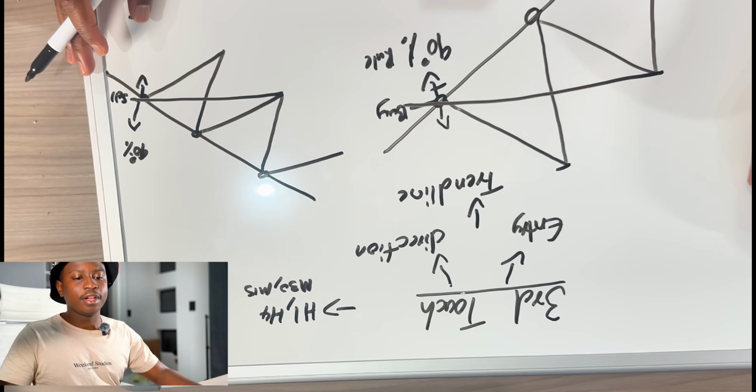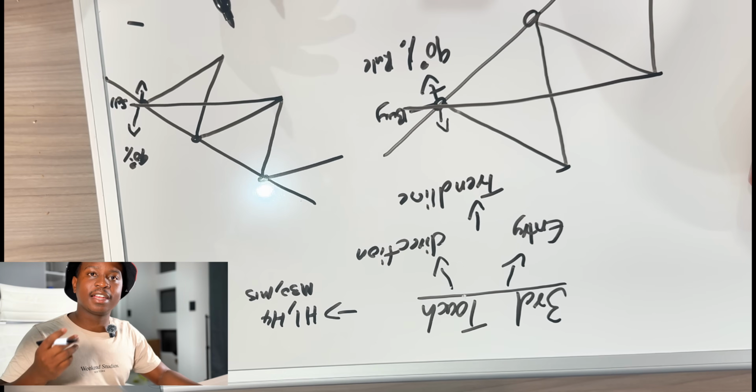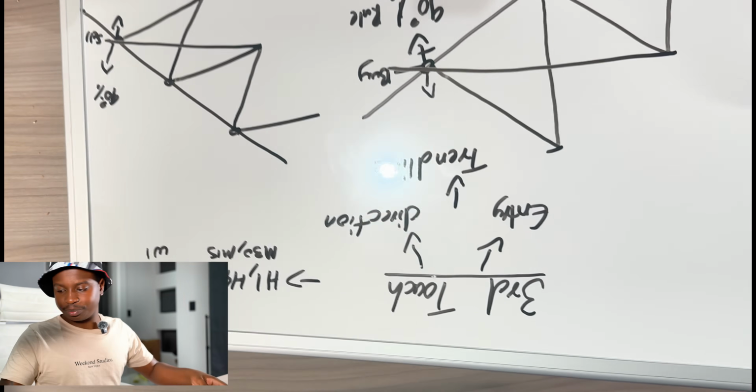Now let me jump into the chart, and we're only going to speak about a diagonal trend and a diagonal support. Let's go.